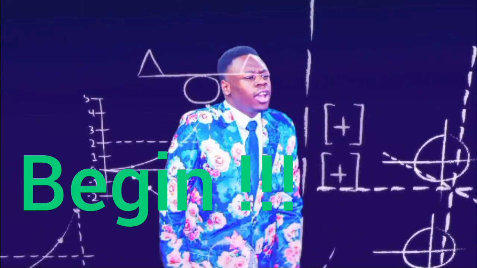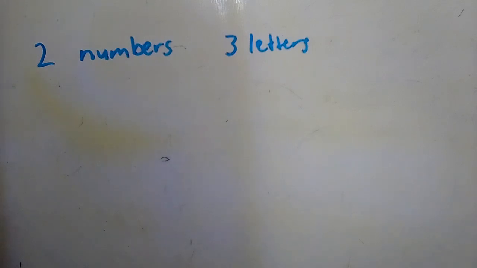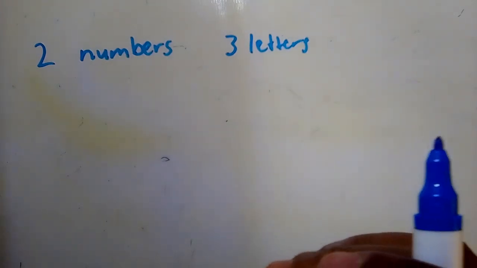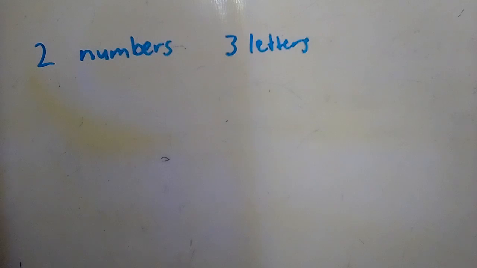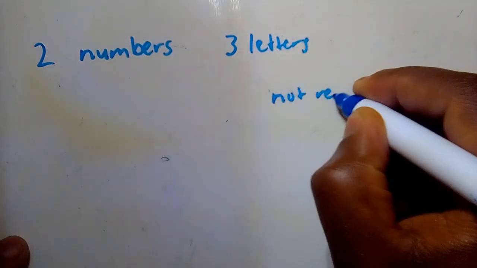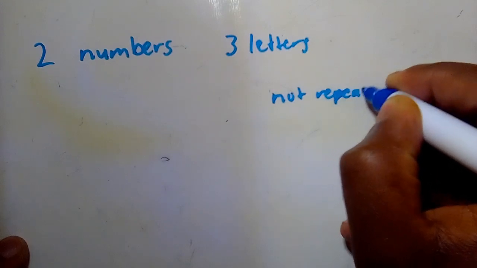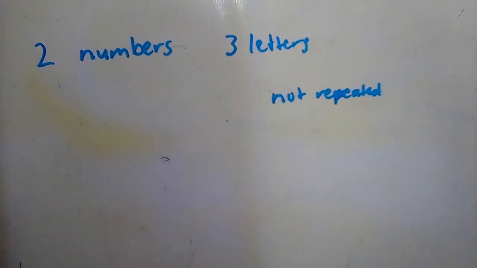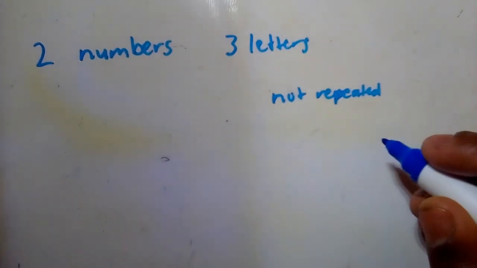So, let's begin. Let's say we have a certain business, and in this business every worker is identified by a 5-digit code. In this 5-digit code, the first 2 digits are numbers and the last 3 digits are letters. Then they ask you how many 5-digit codes can be created if both the numbers and the letters are not allowed to be repeated.